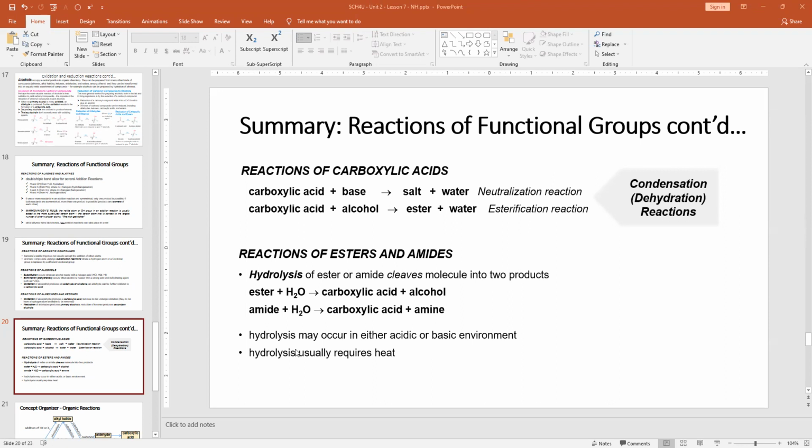Hydrolysis can take place in both an acidic and a basic environment. It can take place in either one. And usually hydrolysis requires heat. So when you are setting up these reactions, they have to be heated in order to take place. They require an input of energy.